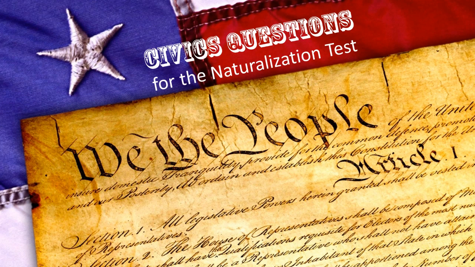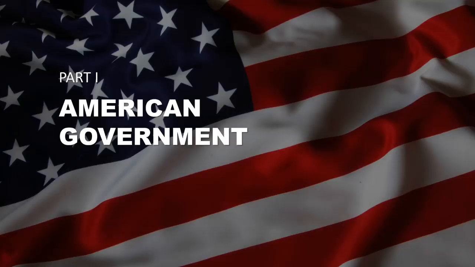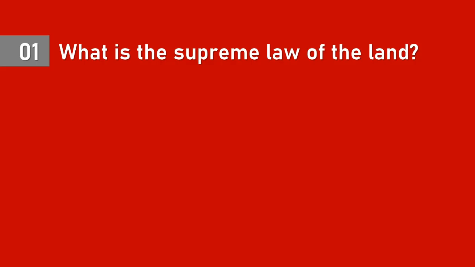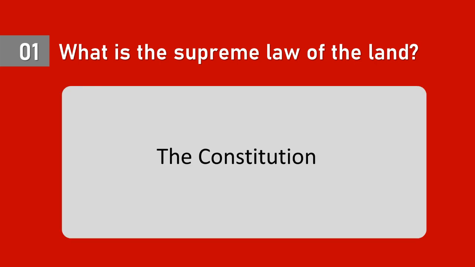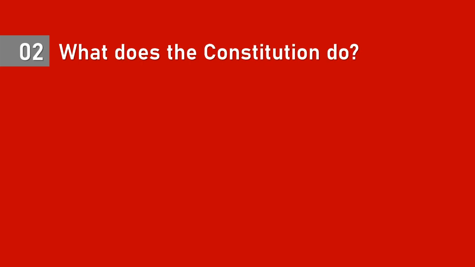Naturalization test. Part 1, American Government. Section A, Principles of American Democracy. Question 1. What is the supreme law of the land? The Constitution. Question 2. What does the Constitution do?